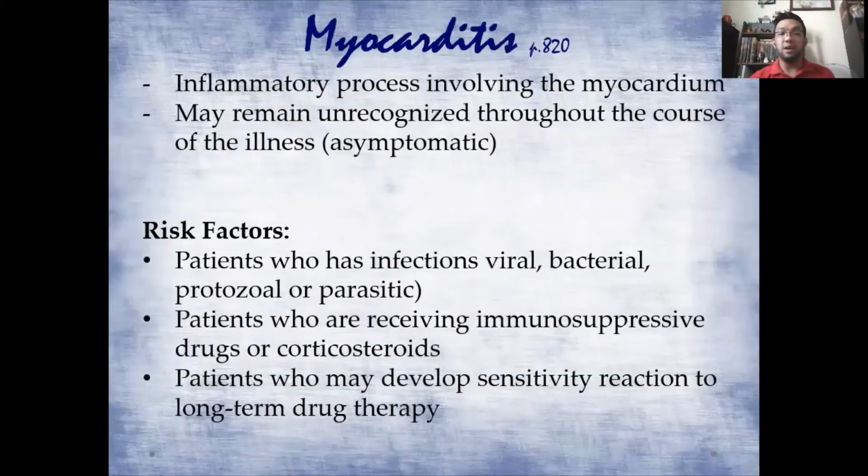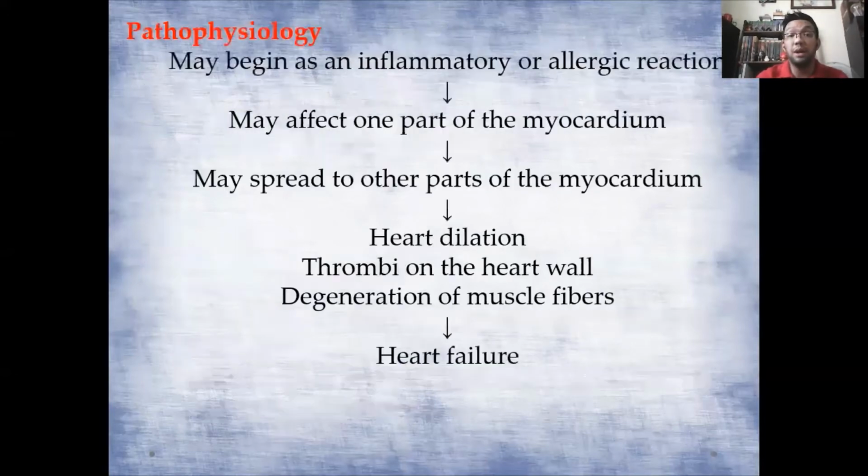Now we go to myocarditis. This is an inflammatory process involving now the cardiac muscle, the myocardium. It may remain unrecognized throughout the course of the illness, or it's asymptomatic. Risk factors for myocarditis include the following: those who have had viral, bacterial, protozoal, or parasitic infections, or those who have been receiving immunosuppressive drugs or corticosteroids, and those patients who may develop a sensitivity reaction to long-term drug therapy. So they will be at risk for myocarditis.